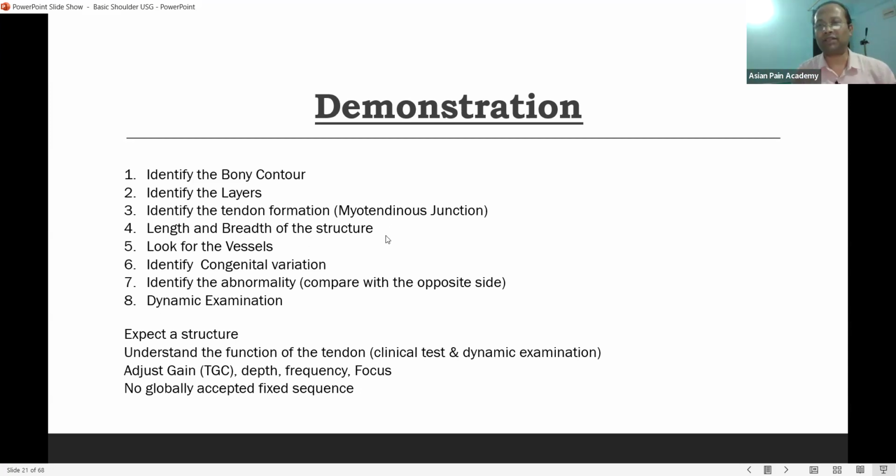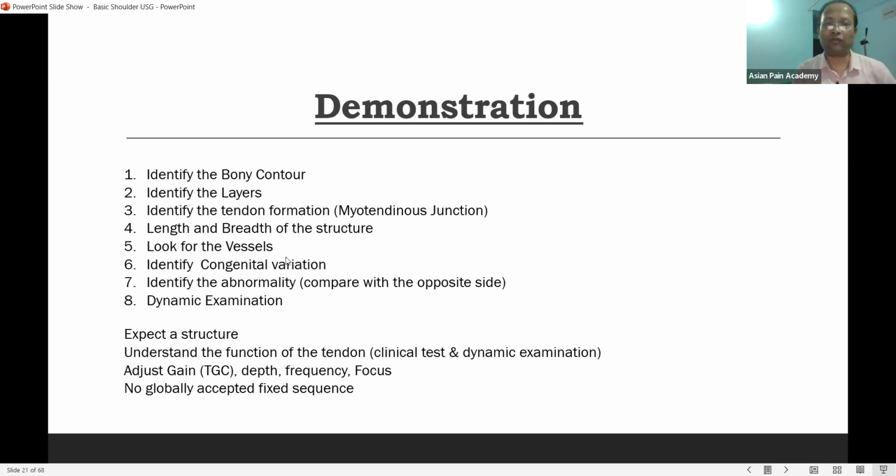Then length and breadth of the structure. As I told, when you are seeing a tendon with ultrasound, what we are seeing is a cross section. So you see the supraspinatus muscle in a cross section, and if the tear is not there but just above it or just below it, there is every possibility that you can miss that. So you should see the whole breadth of that muscle or whole length of that tendon. So length and breadth, full.